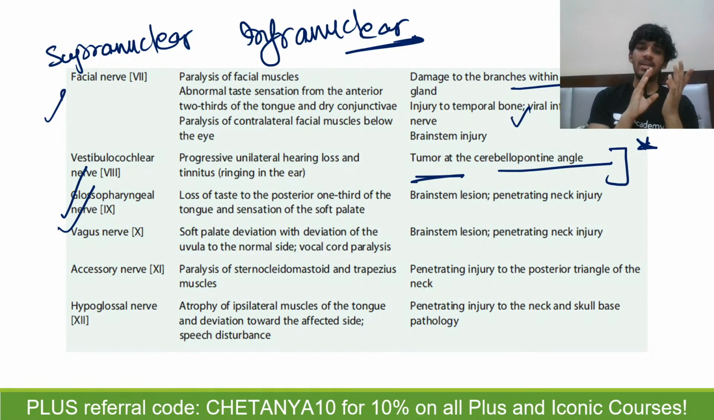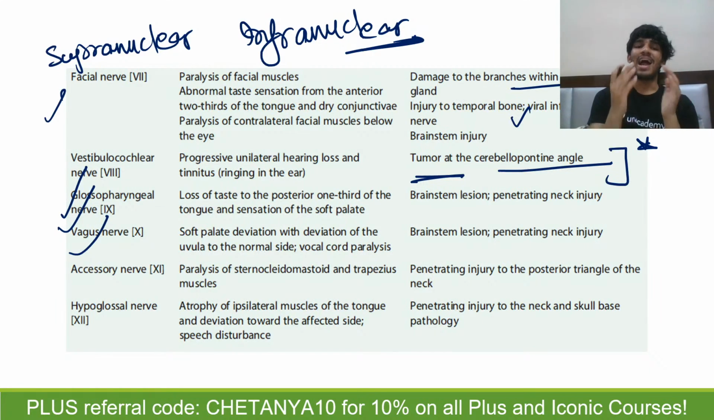You will have soft palate deviation to the normal side, vocal cord paralysis because it supplies the palate, the pharynx, and the larynx. Accessory nerve, I told you, if the lesion is at the nucleus level, you will have paralysis of sternocleidomastoid and trapezius. And if that injury is in the posterior triangle, sternocleidomastoid is spared and trapezius will not be able to function because at that level, accessory nerve has already supplied the sternocleidomastoid.